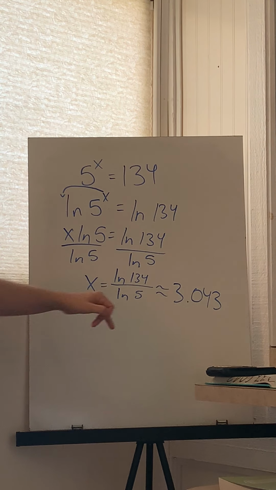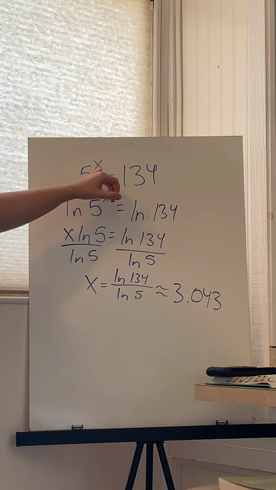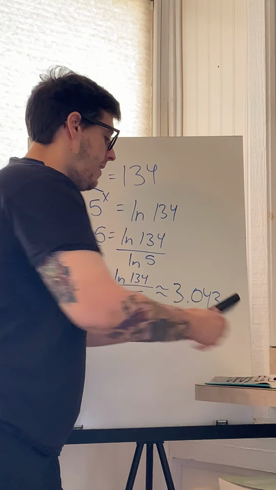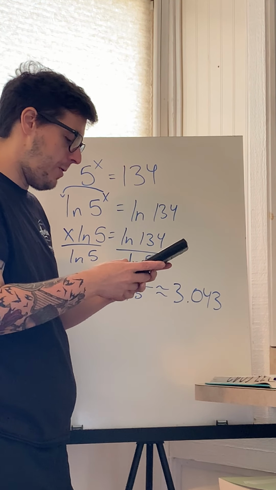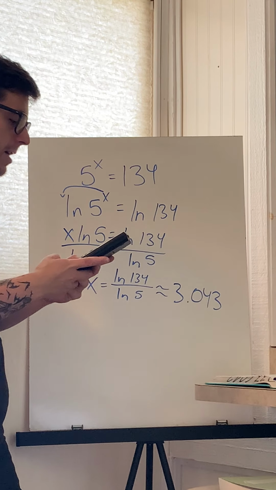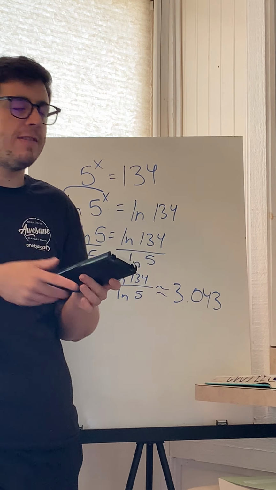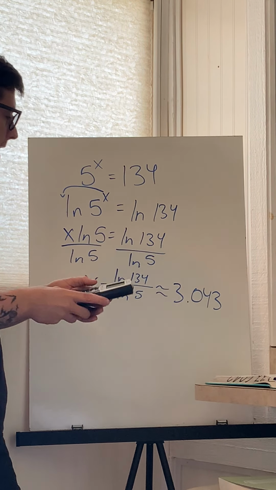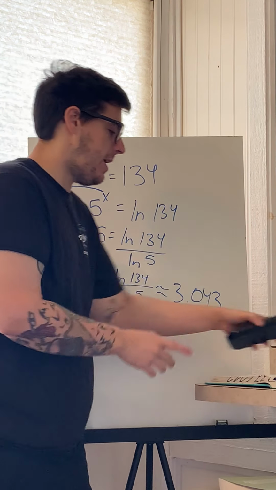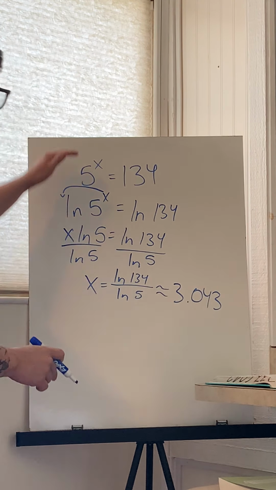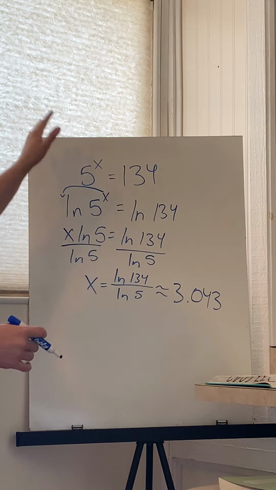But you can always check that by just plugging that back into the original and seeing what you get. If I do 5 to the power of 3.043 in my calculator, I get 133.957. So because I had to round, it's going to get you close but not exact. So really easy, just take the natural log of both sides and then simplify.